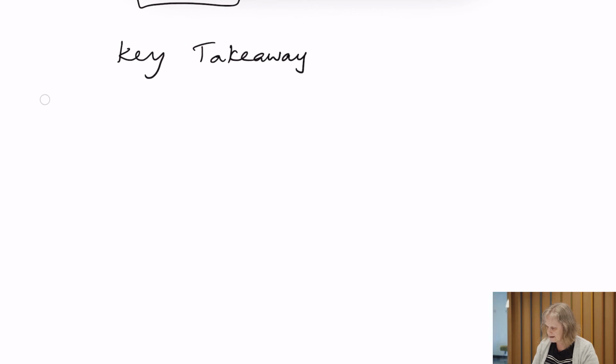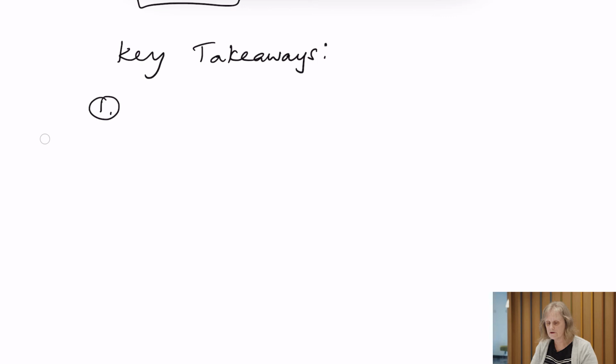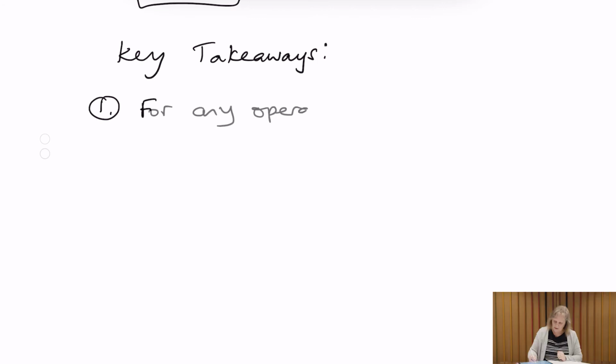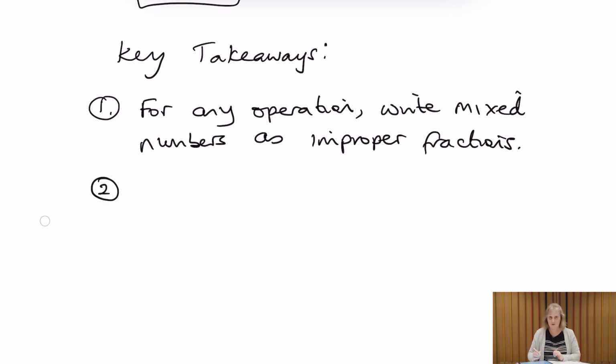So the key takeaways for fractions. The first one is that for any operation, whether you're adding, subtracting, multiplying, or dividing, I really encourage you to write mixed numbers as improper fractions. That's always the go-to method. You do have that option with adding and subtracting, but I highly recommend you follow through with improper fractions. And certainly for multiplying and dividing, you definitely need to change any mixed numbers into improper fractions.